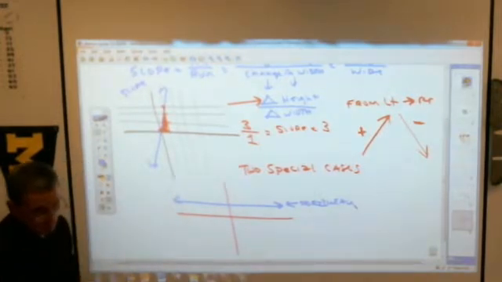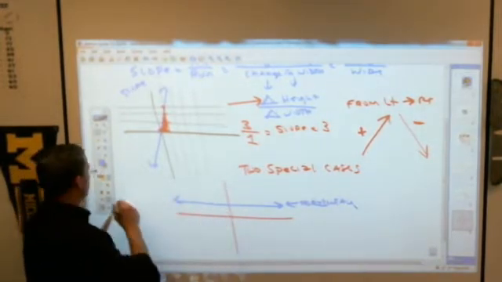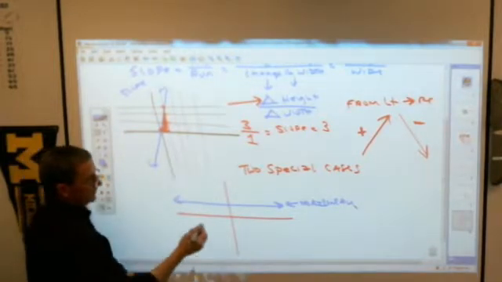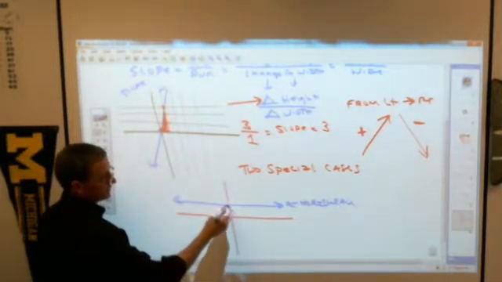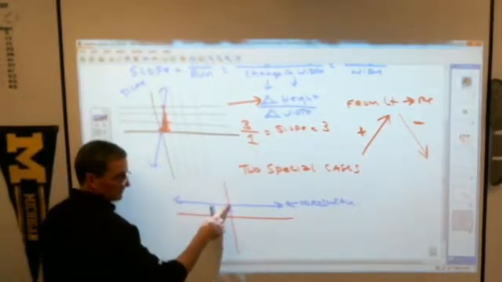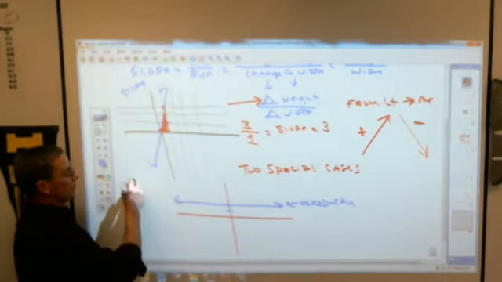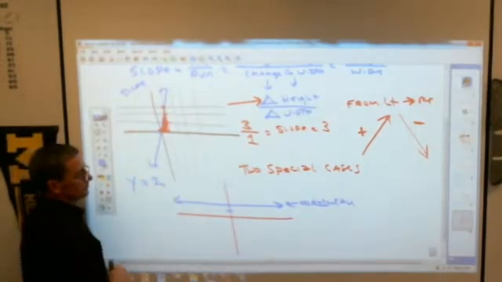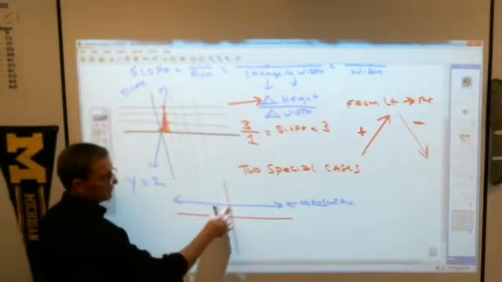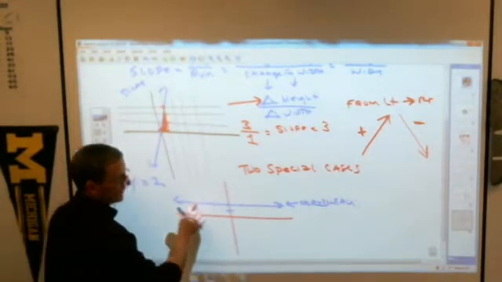By the way, we did this in Excel. Let's say this is this. If you were writing down the equation for this line, the equation for that line is y equals 2. There is no x value. Y equals 2 because here y is always 2 no matter what x is.